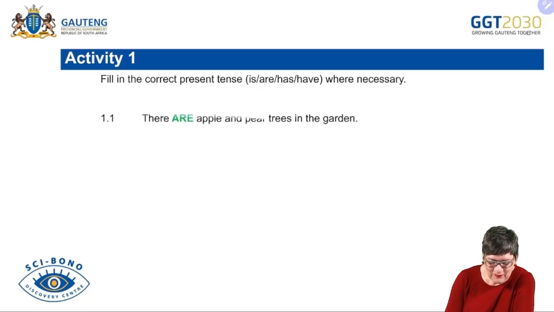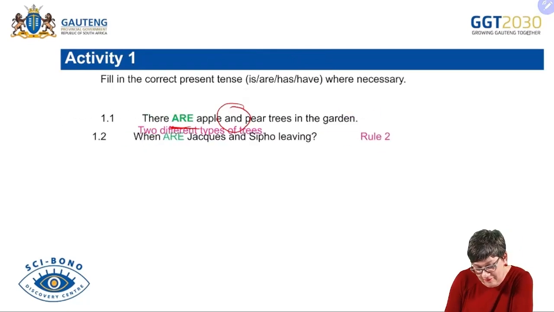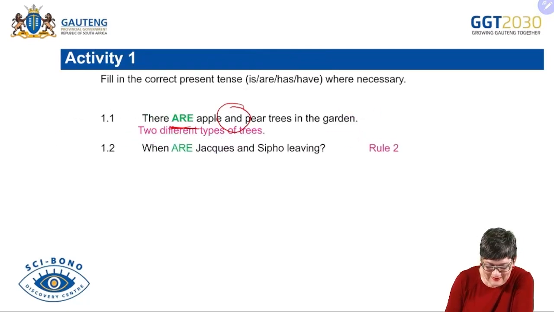Let's look at the first one quickly. We're giving you apple and pear trees. So why are we using are? Because remember our rule, and. If we have and, we're combining two single things, we have to use are. Right, let's look at the next one. Why? Because there are two types of trees, of course. There's apple trees and there's a pear tree.